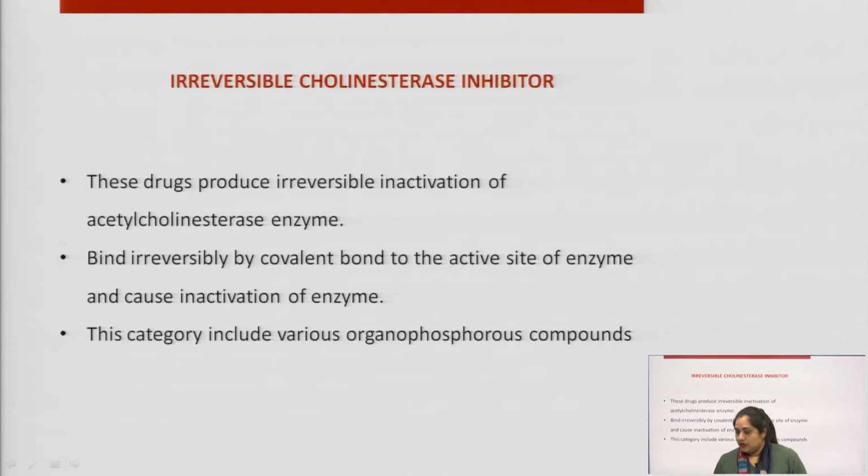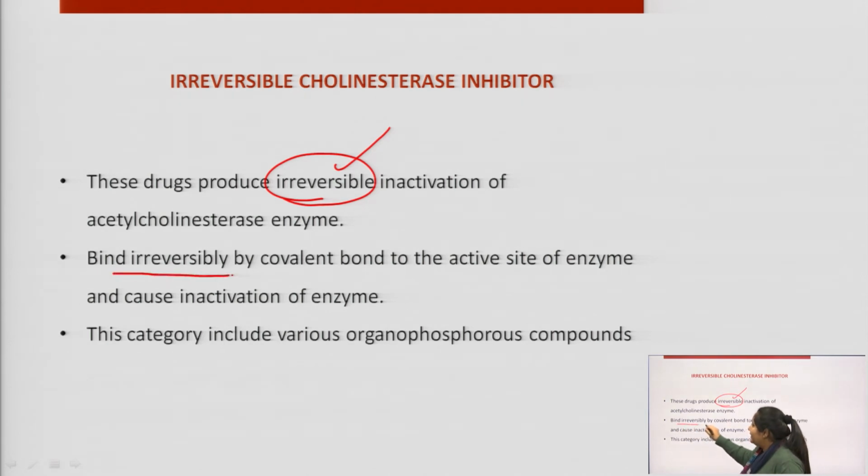Further, irreversible cholinesterase inhibitors, the next category. These are the drugs that will inactivate the acetylcholinesterase enzyme, but their binding is irreversible. They will bind to the enzyme through a covalent bond, and that is the reason they are irreversible in nature. So, they bind irreversibly by a covalent bond to the active site of the enzyme and hence lead to inactivation of the enzyme.